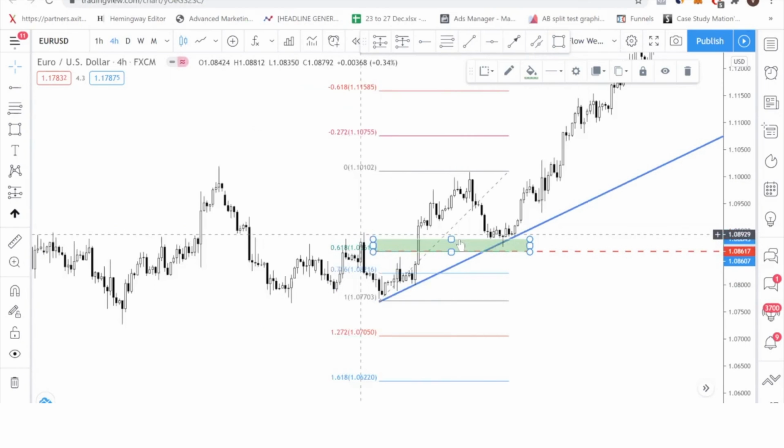So the 3 steps are very simple. Step number 1, draw a trend line. Step number 2, look for your Fibonacci level. And step number 3, look for market structure to combine, to make sure that you are entering at a good level. Let me just write it down for you.